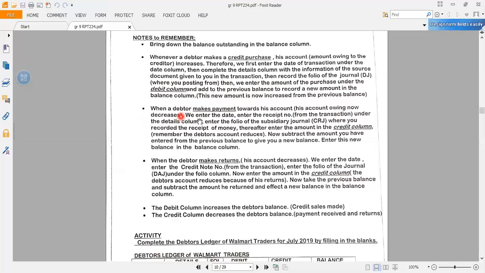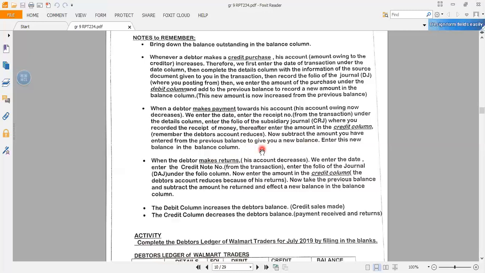Okay? So we enter the date, we enter the detail, the receipt number from the transaction under the details column. We enter the folio of the subsidiary journal, in this case it is CRJ, because the business is receiving the money. That is CRJ where you recorded the receipt of money. Thereafter, we enter the amount in the credit column. Remember, on top of the credit column, we had written a minus sign, which means the debtor's account now reduces. Now subtract the amount that you have entered from the previous balance to give you a new balance. Enter this new balance in the balance column.